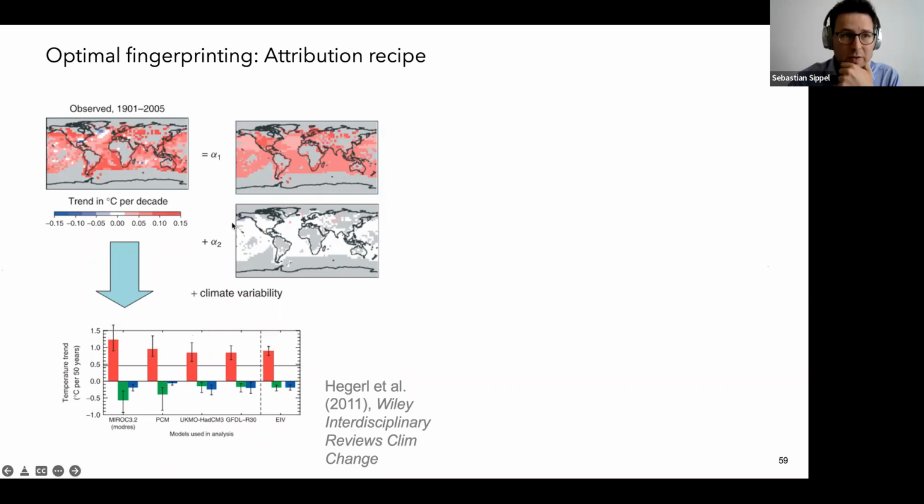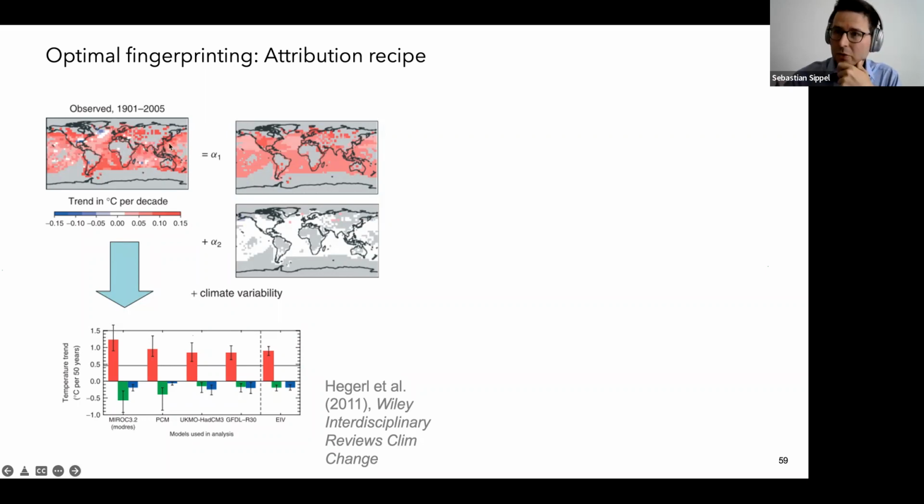So the idea of this optimal fingerprinting is that you have an observed pattern in some way. This is just illustrated here, and it also illustrates that in the real world, our observations have a lot of gaps and so forth, but you have data in different locations of the world.